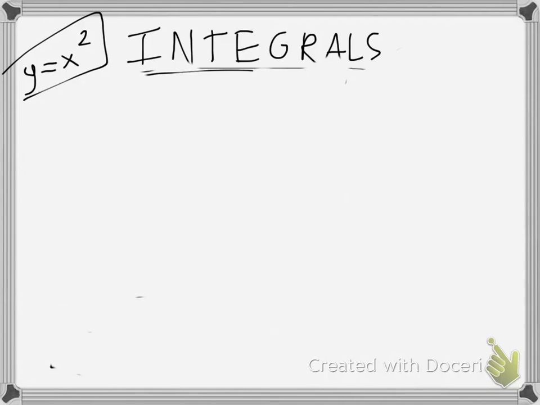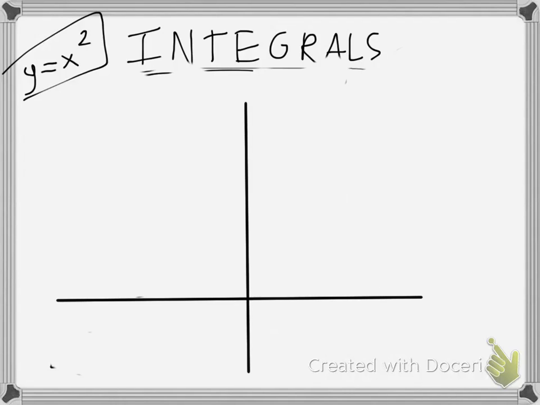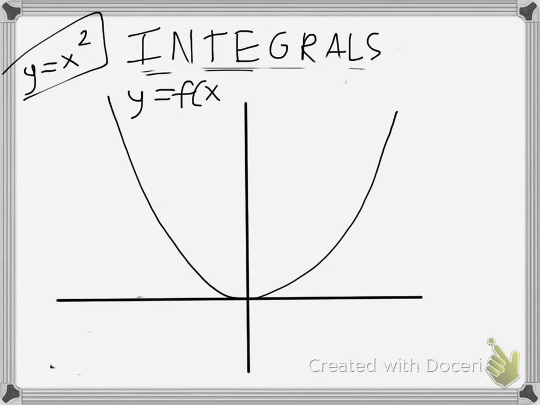Let's call the width of each rectangle delta x. And then the height, remember, it was f of that rectangle. So what we're going to do is draw that picture again. Now let's say it's any function, so y equals f of x. It doesn't have to be y equals x squared, it's any function. And we want to find the area from A to B.